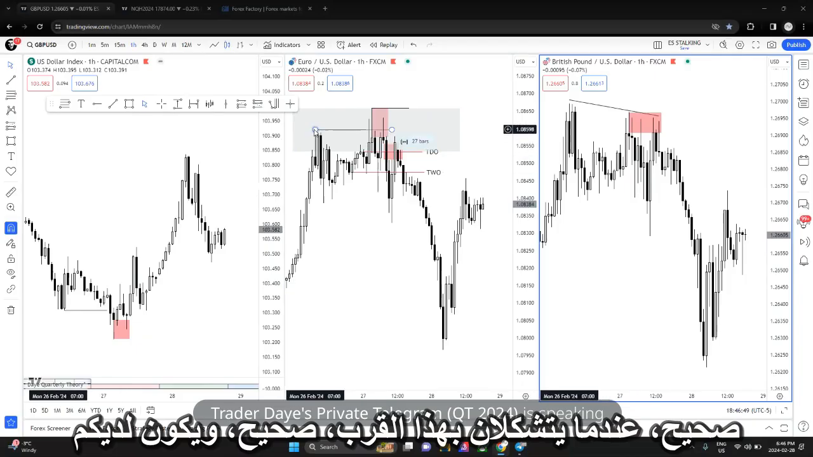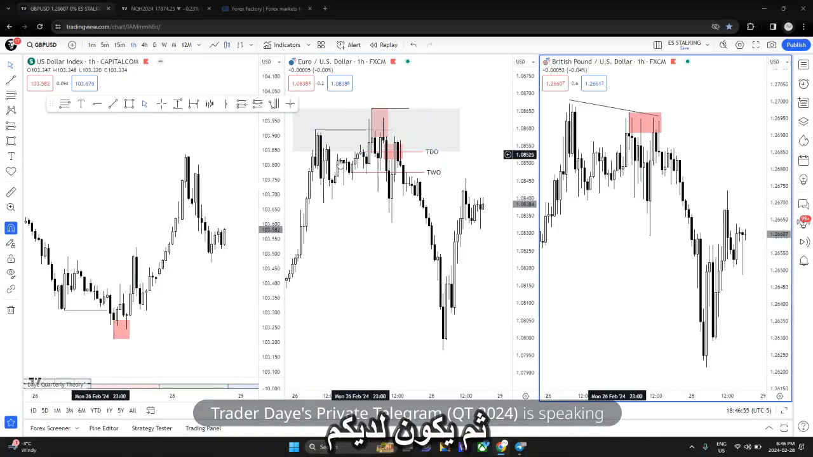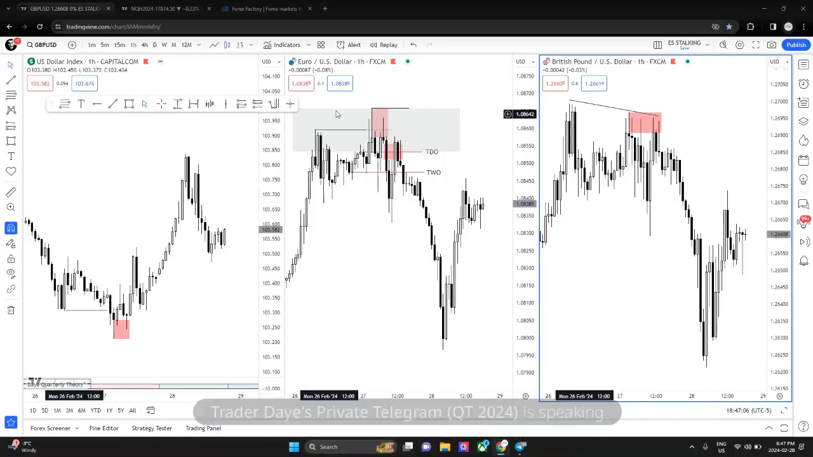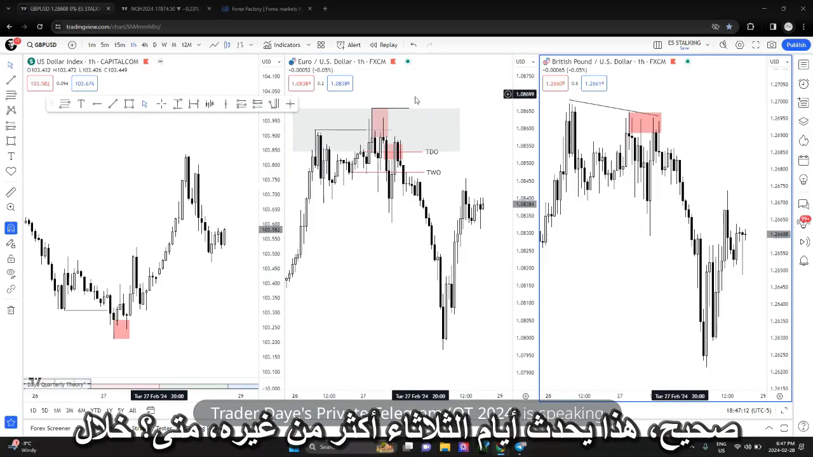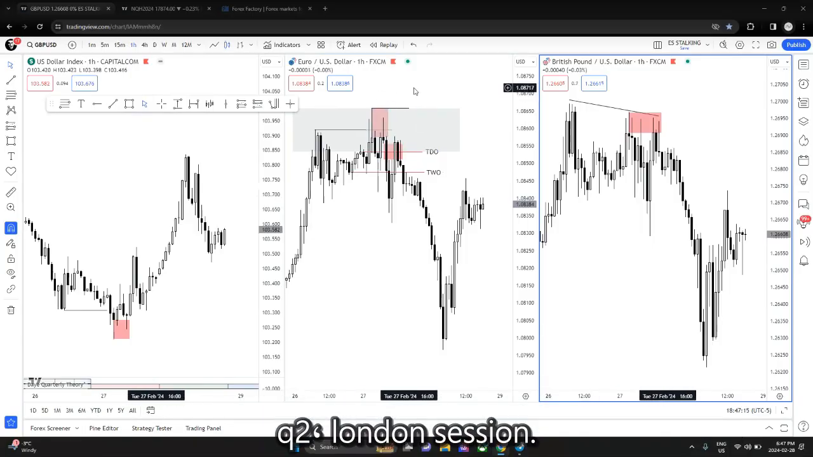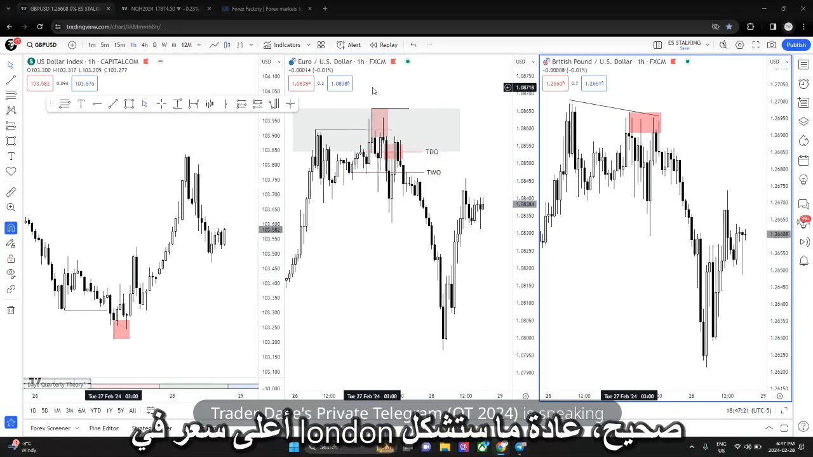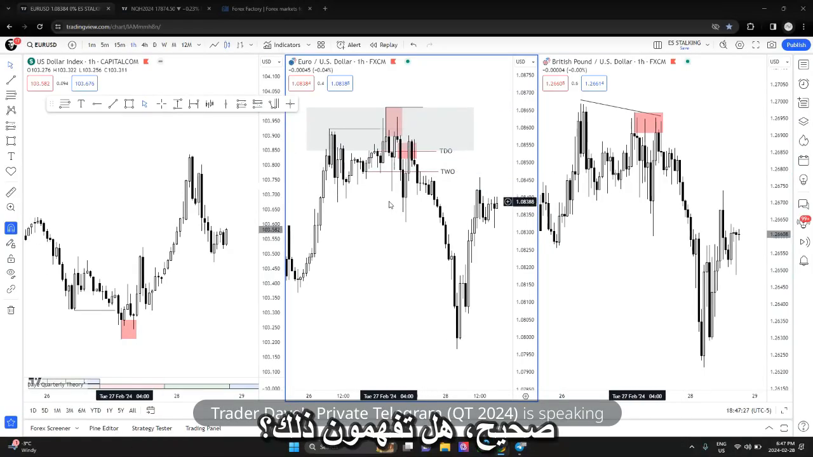And you have a high very close to the true day open, and then you have SMT. This is when, right? You'll have Tuesday most times than not. This happens on Tuesdays more times than not. When? During Q2, the London session. So whenever you see this type of price action, you'll usually have London making the high of the day, right? You understand that? Good.